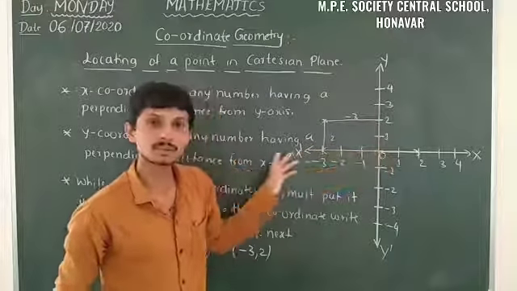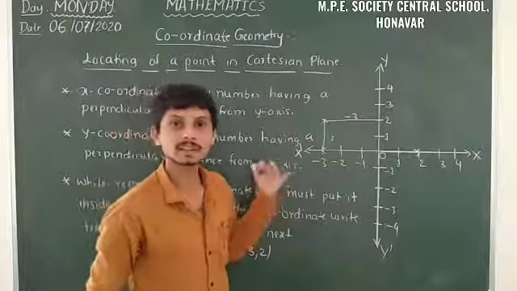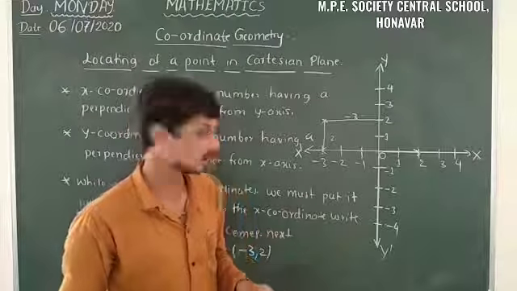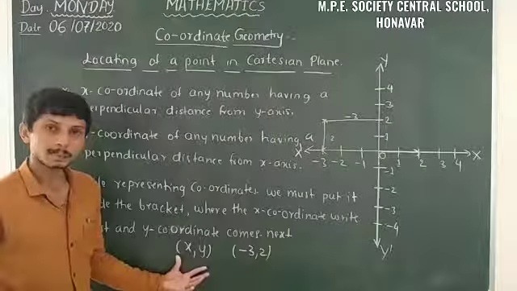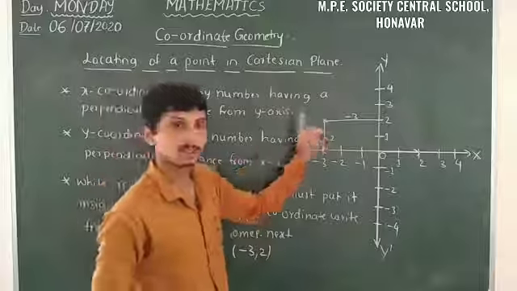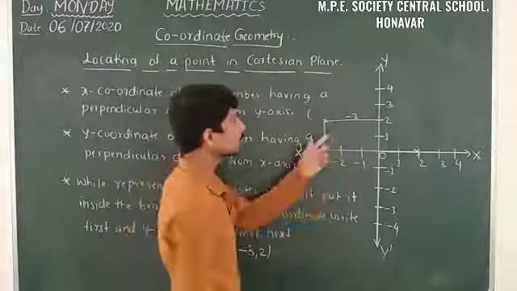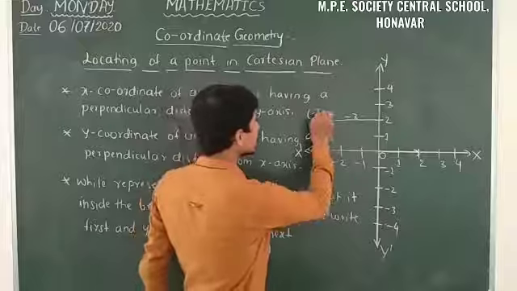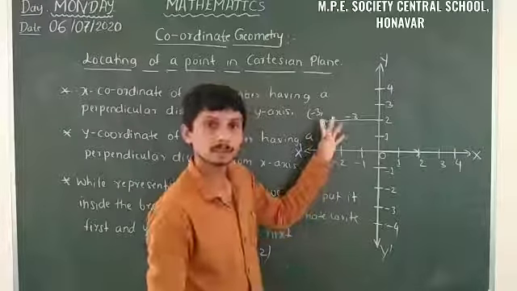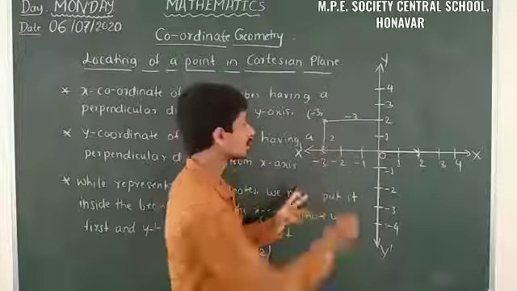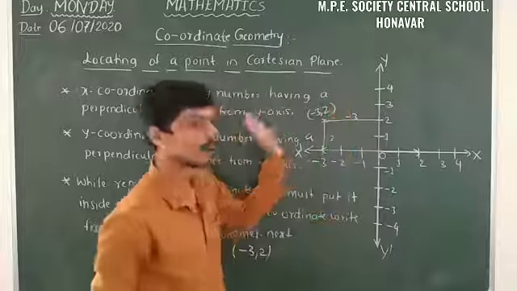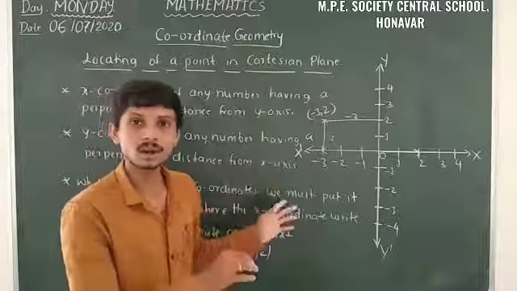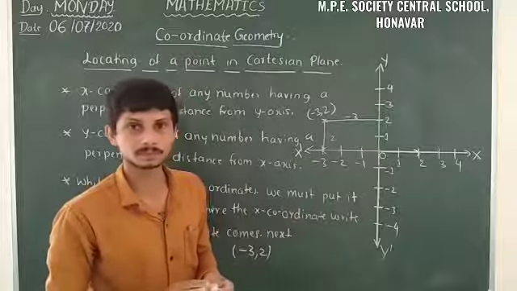So firstly we have to take the perpendicular distance from the y-axis and then we have to take the perpendicular distance from the x-axis here. So while we are representing this point, firstly we have to write the x coordinate, that is minus 3, and then we have to write the y coordinate, that is 2 here. So this is about how we can locate the point.